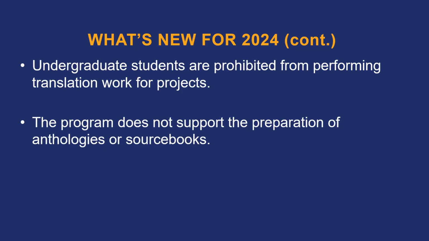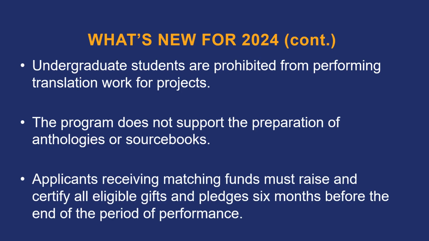Secondly, the program does not support the preparation of anthologies or source books. I've mentioned this already. And then third, on this partial list, applicants receiving matching funds, and this is relatively minor, must raise and certify all eligible gifts and pledges 6 months before the end of the period of performance. So just to make you aware, if you do apply for matching funds, you will have to come up with that money before the end of the project. In fact, you have to come up with it 6 months before. So if that proves daunting, that's perhaps a reason not to apply for matching funds. But that was a policy that came to us from our grants office.